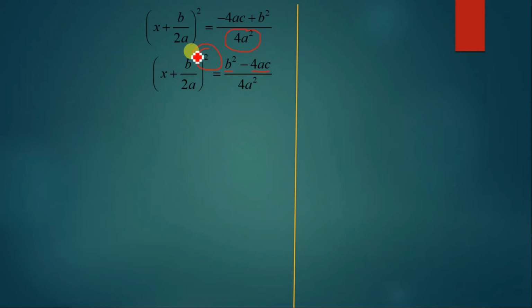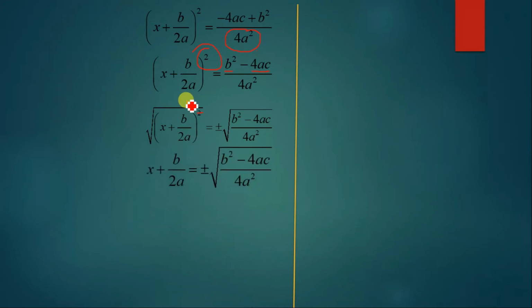What I have to do is remove this square. For that purpose, I shall take the square root on both sides. That is, the square root of x plus b upon 2a whole squared is equal to plus or minus the square root of b squared minus 4ac upon 4a squared. The square will be cancelled by the square root, and I will have x plus b upon 2a equal to plus or minus the square root of b squared minus 4ac upon 2a. I can also write it as x equals minus b upon 2a plus or minus the square root of b squared minus 4ac upon 2a.